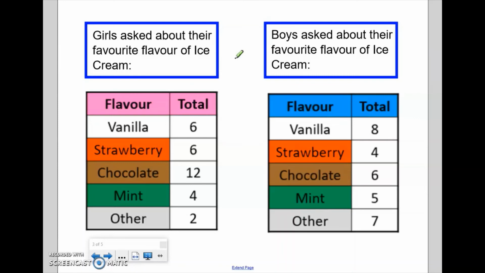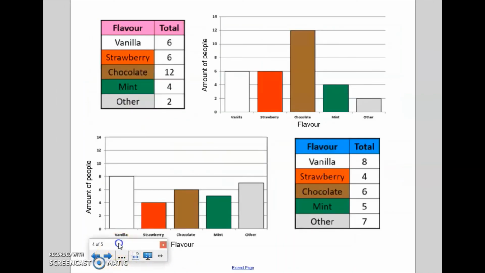Okay, welcome back. I'll just talk you through my solutions and you can have a little look at my bar charts. Okay, so here we go. For the girls' data, I've placed them into a bar chart here. Vanilla having a frequency of 6, along with strawberry, that is vanilla and strawberry being of equal height. And you can see chocolate is the most common. There are 12 girls who preferred the chocolate ice cream, and 2 girls preferred another flavor of ice cream.